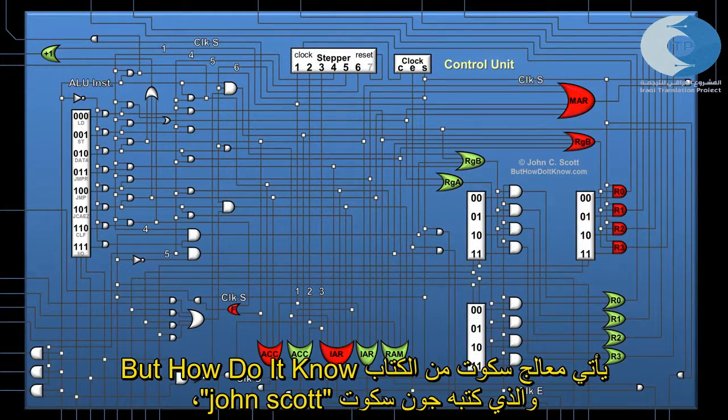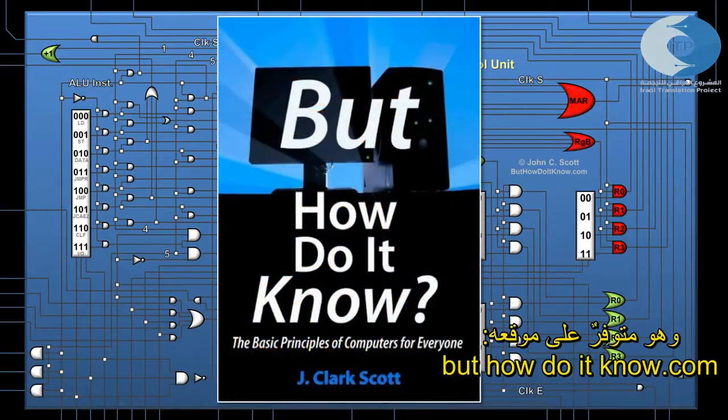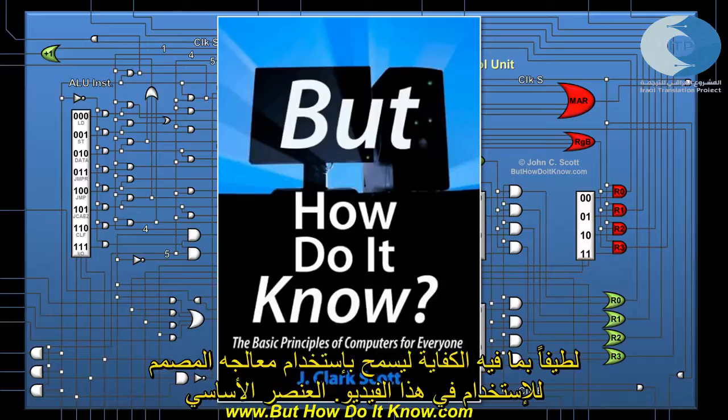By the way, the Scott CPU comes from the book But How Do It Know by John Scott, which is available at his website, buthowdoitknow.com. It includes a great explanation of how computers work for beginners, and John was kind enough to allow his CPU design to be used in this video.